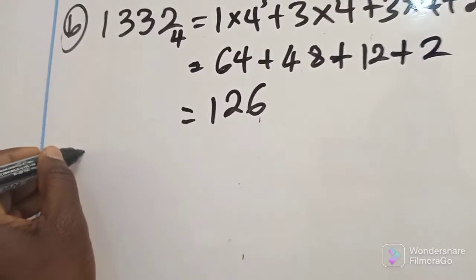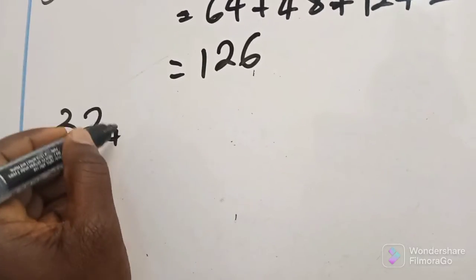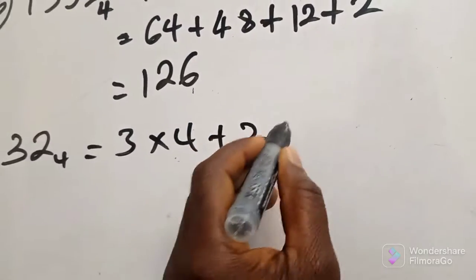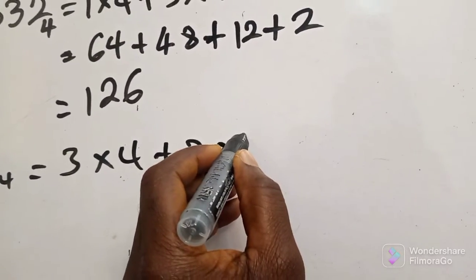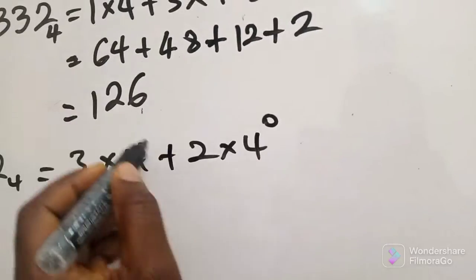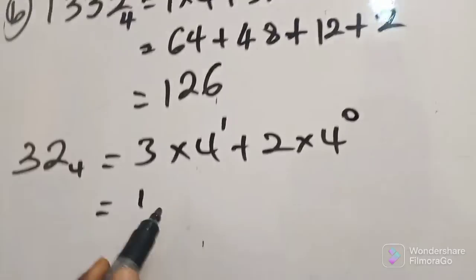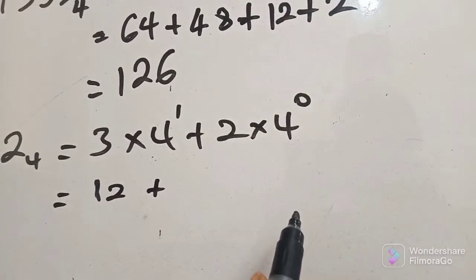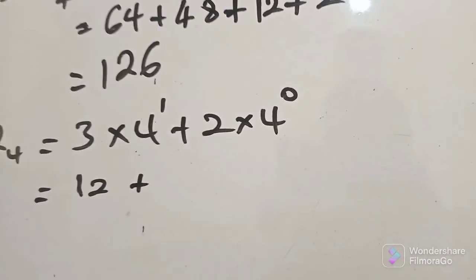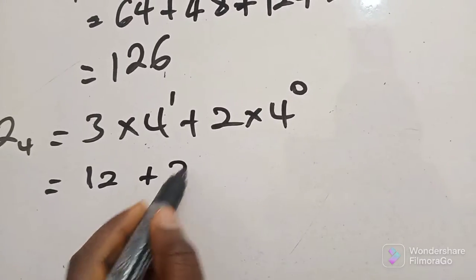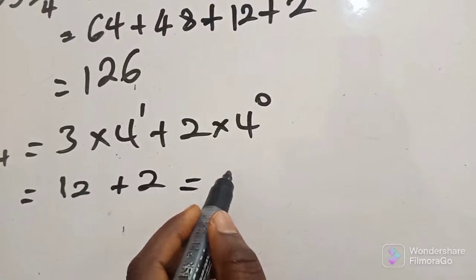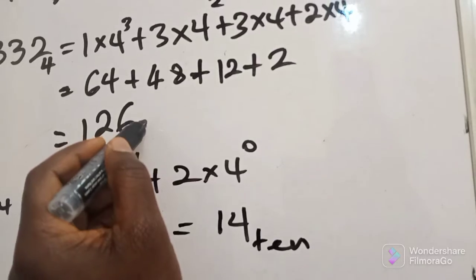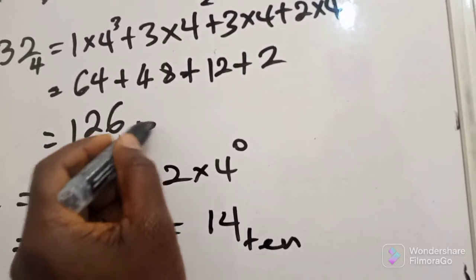So now the next thing is to convert the second one to base 10. We want to convert 32 base 4 to base 10. So we take 3 times the base plus 2 times the base, raised to power 0, 1. We have 4 times 3, that will give me 12, plus 4 raised to power 0, that will give me 1, times 2, 2. So add everything together, I'm going to have 14. The 14 is in base 10. 126 is also in base 10.